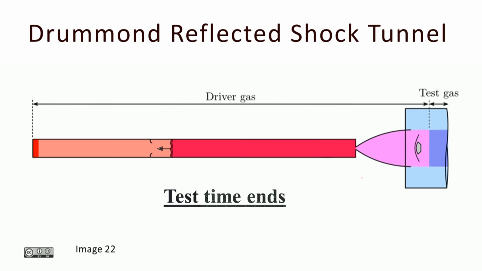When the helium driver gas eventually passes over the model, the useful test time has definitely ended. But usually the test time ends a little bit before this point, since the test gas flow properties begin to diverge from the target condition sometime earlier. In the Drummond tunnel, the period of useful, steady test time is about 1 millisecond.